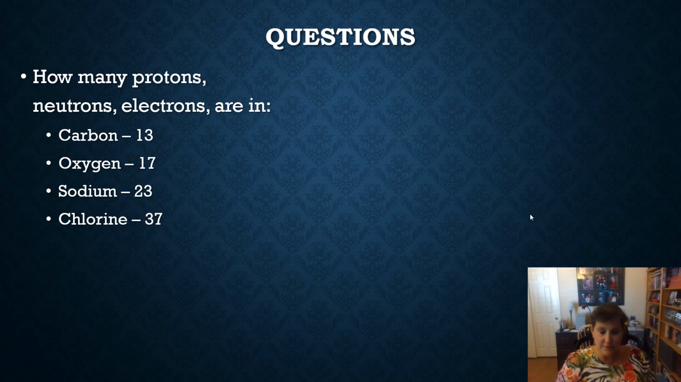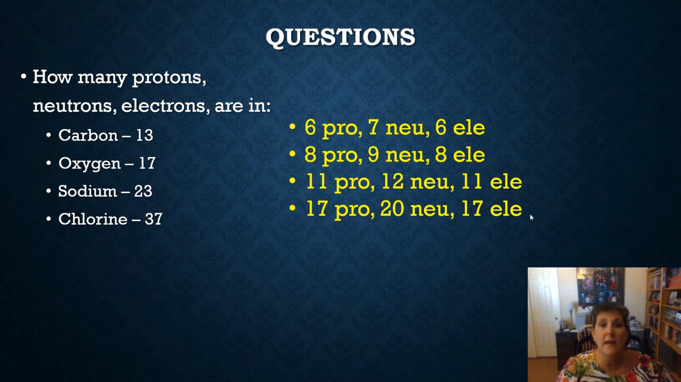Let's check our answers. Carbon 13, 6 protons, 6 electrons, and subtract to get the 7 neutrons. Good job. Oxygen 17, 8 protons, 8 electrons. Subtract, 17 minus 8 is 9 neutrons. Sodium 23, 11 protons, 11 electrons. Subtract, 23 minus 11 is 12 neutrons. And chlorine 37, 17 protons, 17 electrons. Subtract, 37 minus 17 is 20 neutrons.